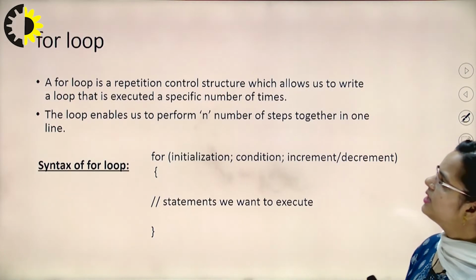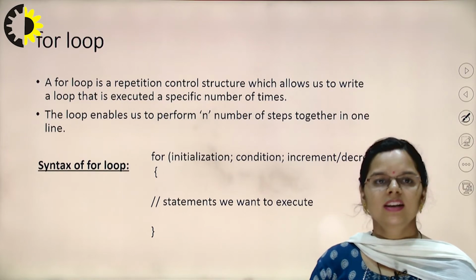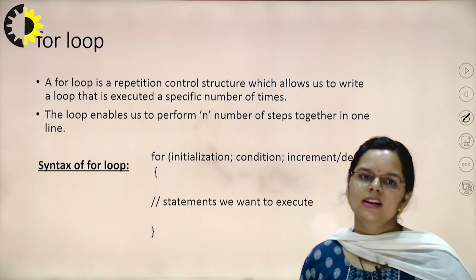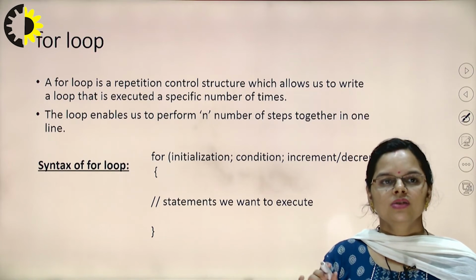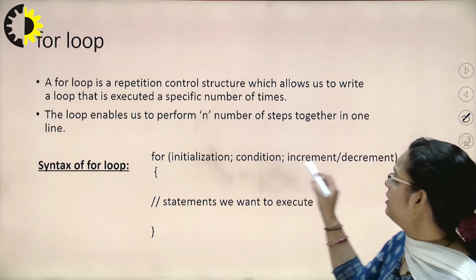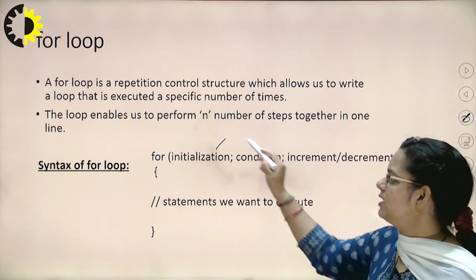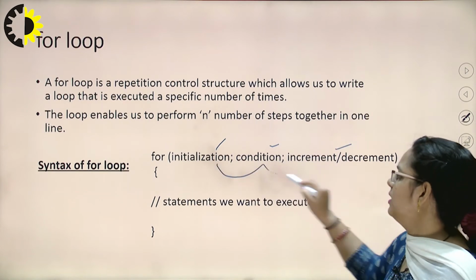So this is the syntax of the for loop. Basically the for loop is a repetition control structure, and it allows us to write a loop that is executed a specific number of times. This loop enables us to perform n number of steps together in one line. So all these 3 steps, initialization, condition and increment or decrement, come under one line.